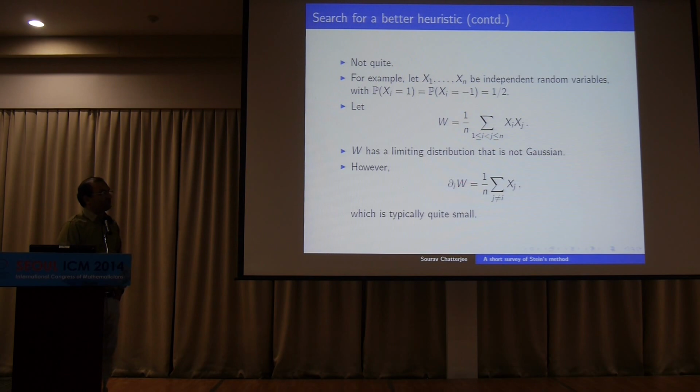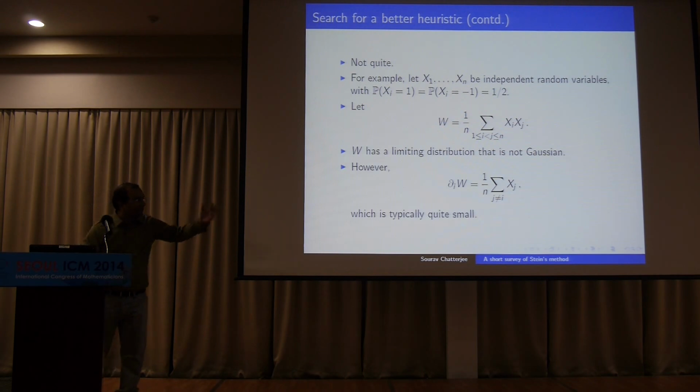However, if you do the small perturbation of one coordinate, you get this kind of thing, 1 over n summation x_j, j not equal to i. So this is typically quite small because the x_i's are independent mean zero random variables. The influences are quite small, but with the proper normalization, you get a distributional limit which is not Gaussian. So just the smallness of these perturbations doesn't guarantee Gaussian behavior. So what is it that guarantees Gaussian behavior?